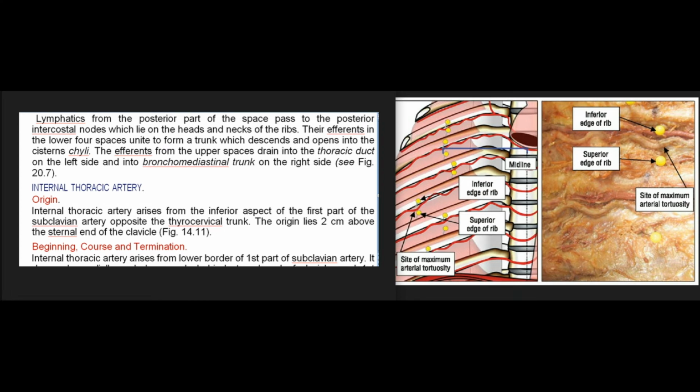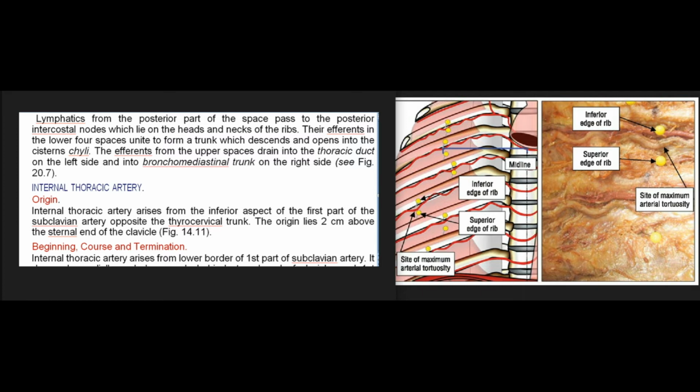Lymphatics from the posterior part of the space pass to the posterior intercostal nodes which lie on the heads and necks of the ribs. Their efferents in the lower four spaces unite to form a trunk which descends and opens into the cisterna chyli. The efferents from the upper spaces drain into the thoracic duct on the left side and into bronchomediastinal trunk on the right side, see Fig 20.7.